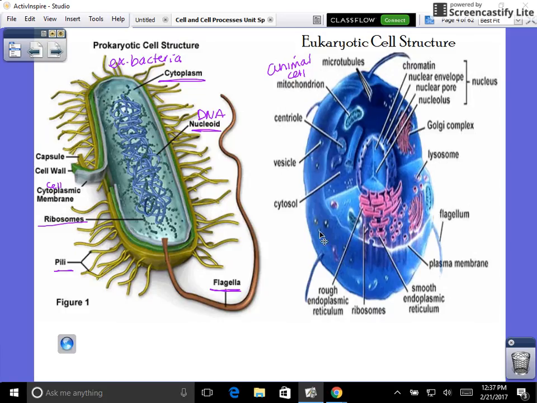So we're going to move on and talk about eukaryotic cell structures. There are two types of eukaryotic cells: animal and plant cells. And this is a picture of a typical animal cell.